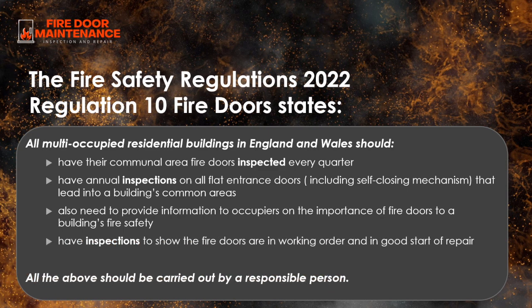So, Fire Safety Order Regulation 10 sets out what the legal owner or manager of a multi-occupancy residential building in England and Wales needs to do to comply with it. The regulation states that all fire doors in communal parts of a building need to be inspected every 3 months. These are doors that are found in common parts of the building, such as staircase doors, plant rooms, cupboards, cross corridor doors, and once a year all flat entrance doors need to be checked that they are still complying, and this includes self-closing mechanisms as well as other components on the doors.